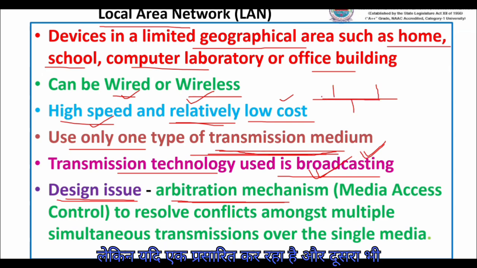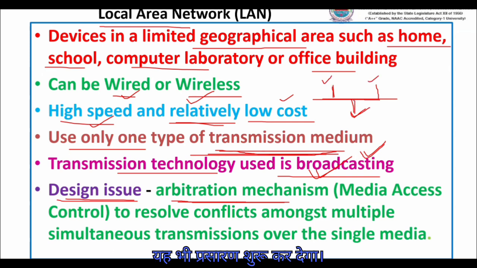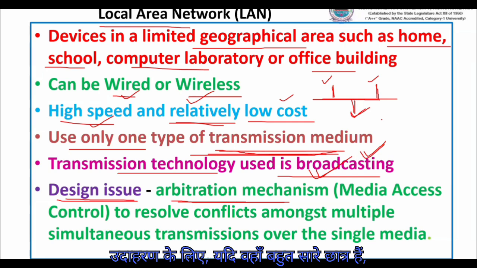If one transmits, all the others are receiving. But if one is transmitting and the other also gets ready to transmit at the same time, how is this machine going to know that others are also transmitting? It will also start the transmission. So more than one machine on the network can start transmission at the same time. So if such a thing happens, there will be conflict.